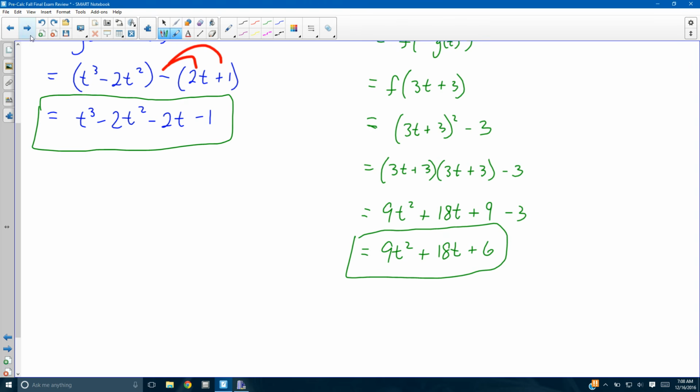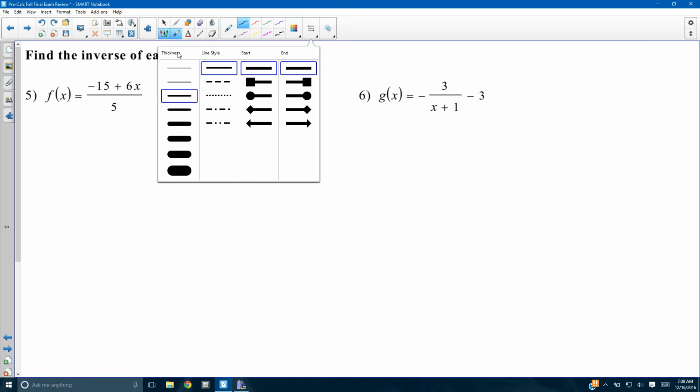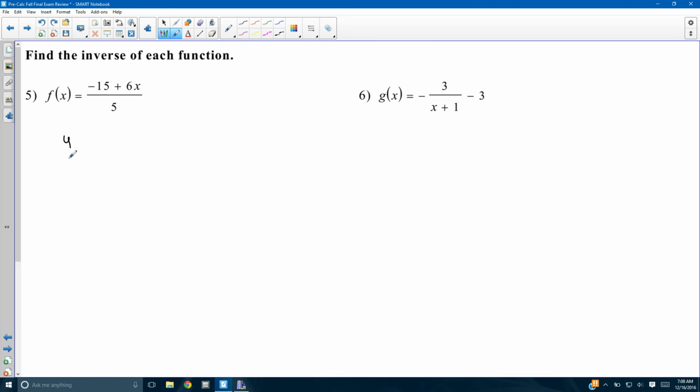Confirmed. Okay, let's move on. Number 5, find the inverse of each function. F of x equals negative 15 plus 6x all over 5. F of x is also y, so I can write this as y equals. To find the inverse of a function, every x swaps with y and every y swaps with x.